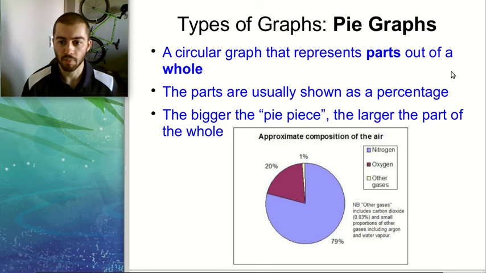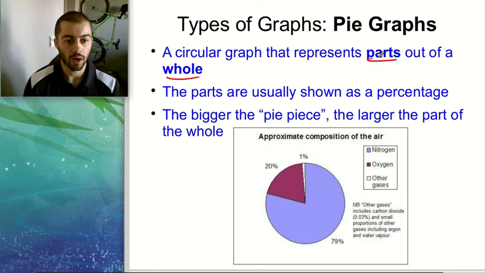Okay, the next type of graph, pie graphs. What these are doing is they're showing parts out of a whole. That's very important. Pie graphs are always representing some sort of whole, and we're looking at how much each group takes up out of that whole.